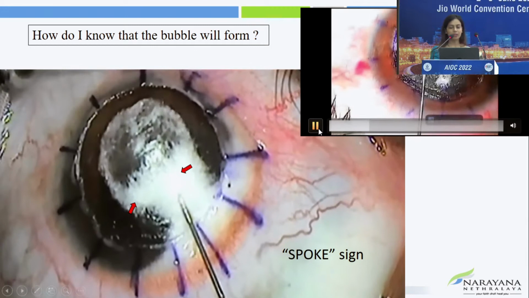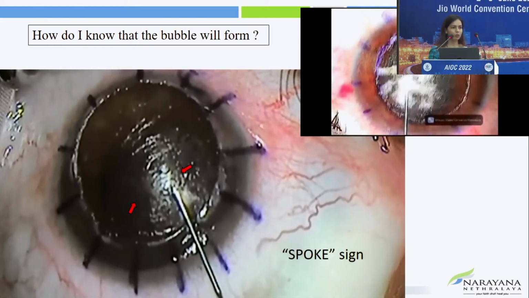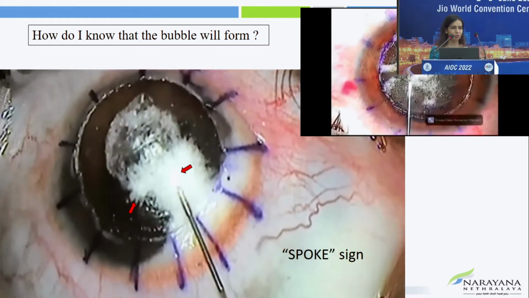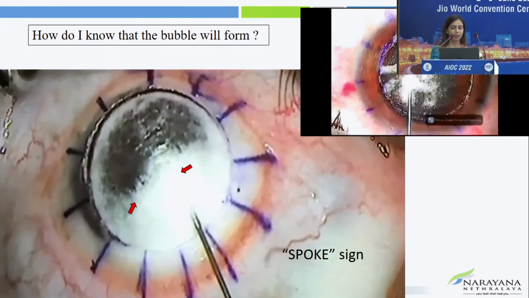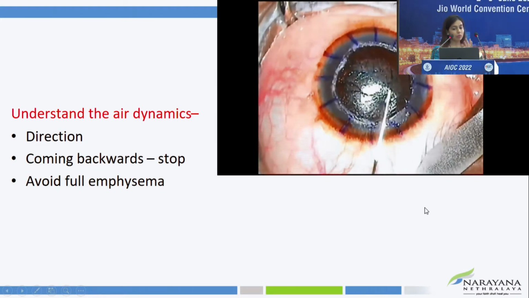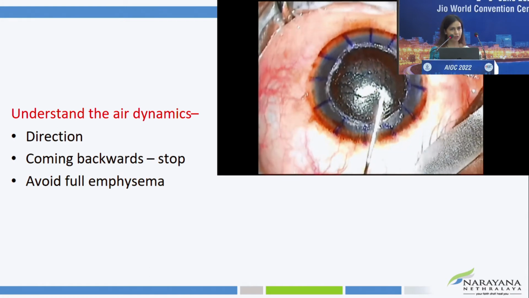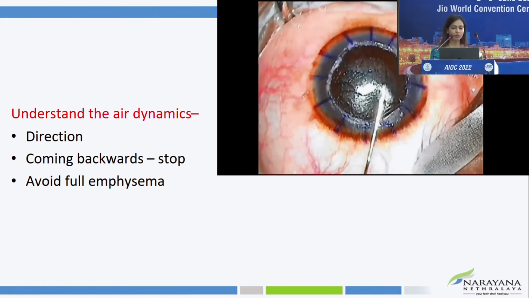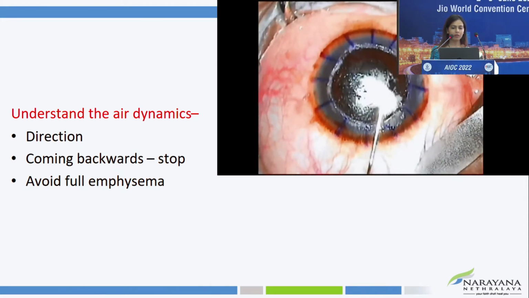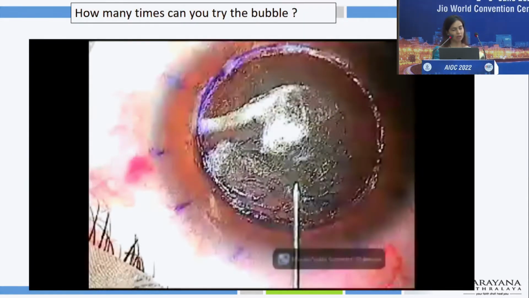Where you can see that when the needle is inserted, the bubbles form almost like a small blob, and they don't really spread out. So if that is there, please stop. You're not going to get the bubble from there, and you're going to make the entire cornea emphysematous and not be able to go to the next step. So this is what I was saying. Understand the air dynamics. If your bubble or air is coming backwards, you need to stop. Don't keep injecting, because then it's not going to help. And in this case, you'll see how it suddenly spreads, and that's much more difficult to get the bubble after that.